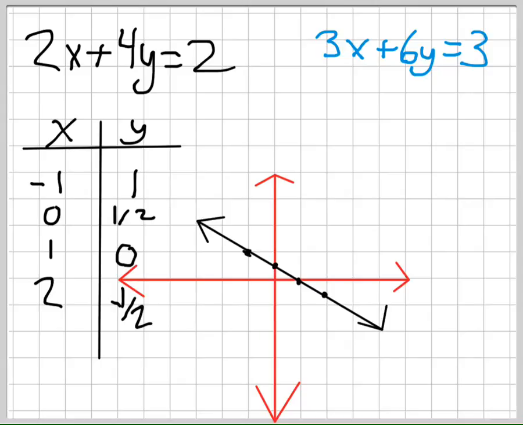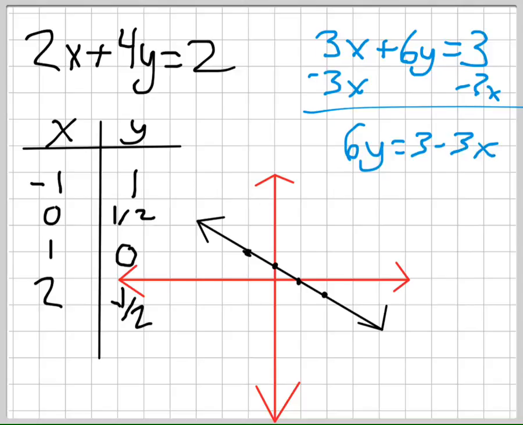Right? Let's go ahead and put this one in slope-intercept form. You can make a T-chart again and just start picking x's and y's to graph it like we did here. Move the 3x to the other side by subtracting it. I get 6y equals 3 minus 3x. Again, I can't subtract these, they're not like terms. Divide both sides by 6 to get y by itself. Y equals 1/2 minus 1/2 x, because 3 over 6 is a half.